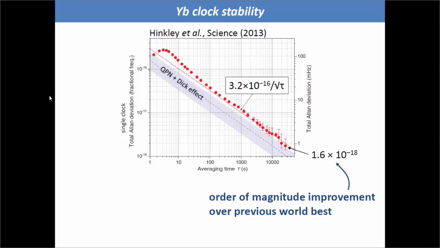All right, this purplish band that you see here represents our best estimate of two important noise sources that affect the stability of our clock. The first one being quantum projection noise, related to the quantum nature of the atoms and how many that we're interrogating. And then the second is the Dicke effect, which I want to spend a little more time talking about.